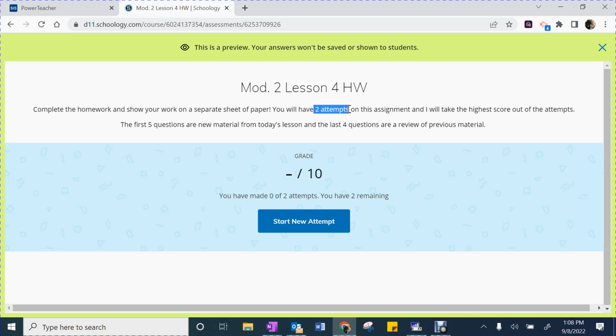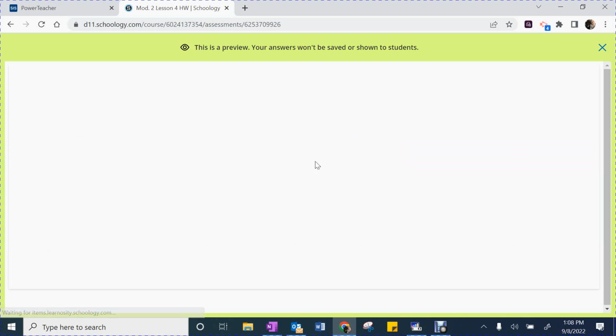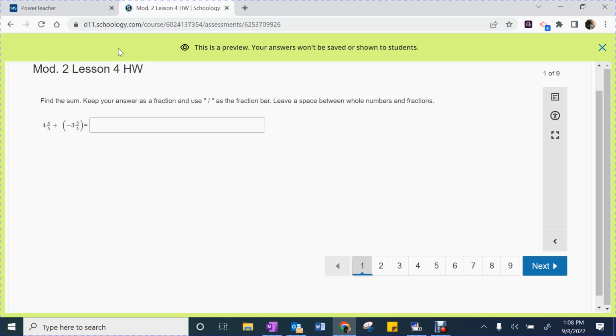You have 2 attempts on this assignment, and I'm going to take the highest score. That's why it's important to write down your work, because after your first attempt, you can go back and look at your work on your piece of paper and see what mistakes you made. It is broken up: the first 5 questions are new from today, new material, and the last 4 are just previously learned stuff. So I'm going to click Start Attempt. When you are doing the problems, on my piece of paper, I'd write down the actual question, I would do the work on paper, and then I'm going to come and type in my answer.